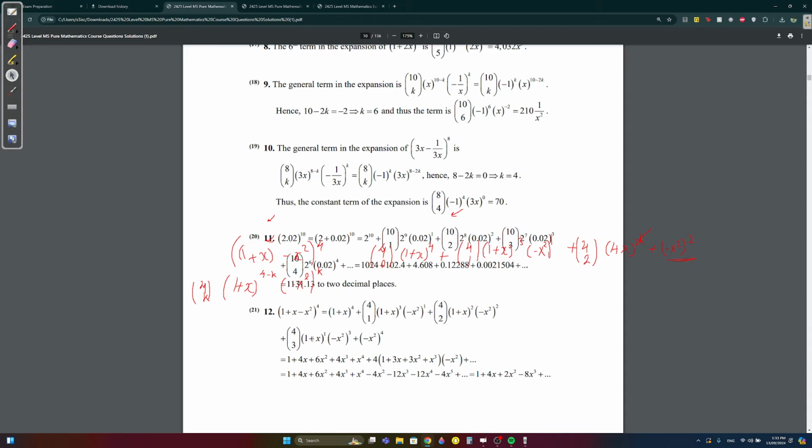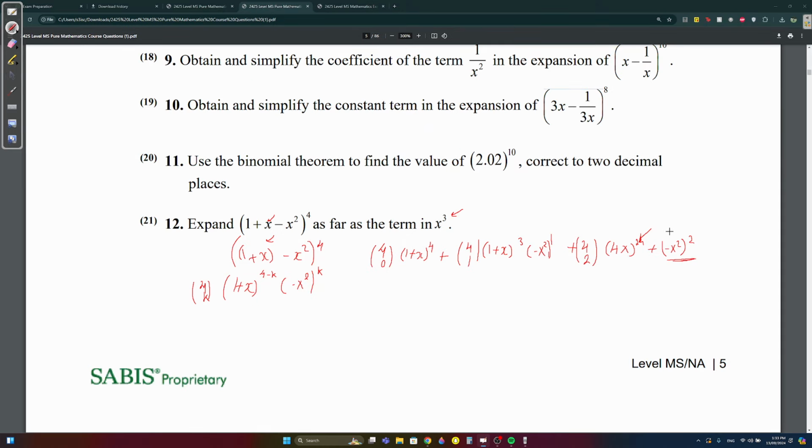Did they expand until c3? No, they expanded over here. Forget about the top part. They expanded over here until 4c1. They didn't do 4c2. Like I told you, they skipped this part. They went up until here, because here you're going to get power 2 for x, and here you're going to get power 4, and we don't want that. So we're just going to expand this.